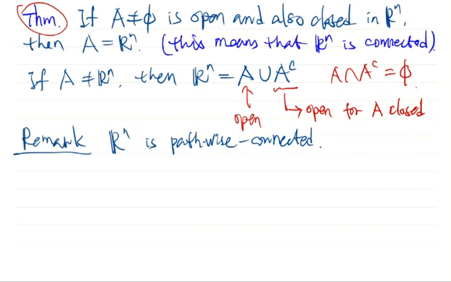Okay, and previously, in our study of the intermediate value property, we saw that any pathwise connected space is connected. Therefore, we already know Rn is connected. But now we will prove this theorem to show you an interesting technique. And as a corollary of this theorem, we have the second proof of the connectivity of Rn. Okay, now let's go to the proof of this theorem.